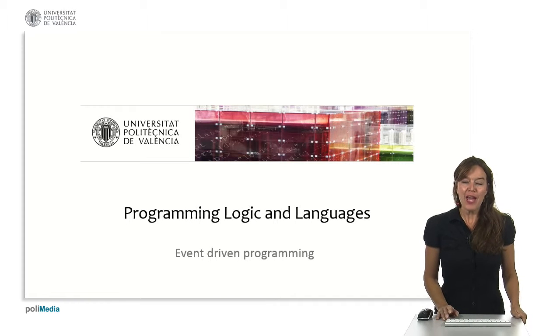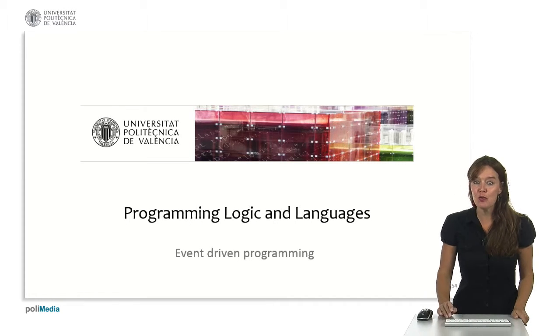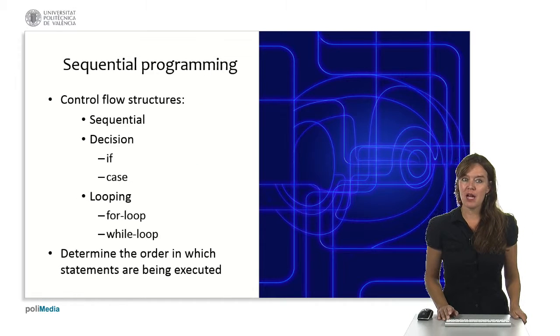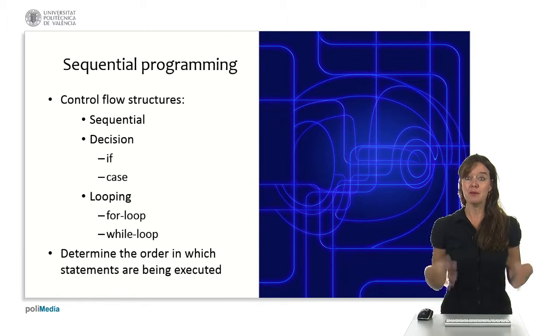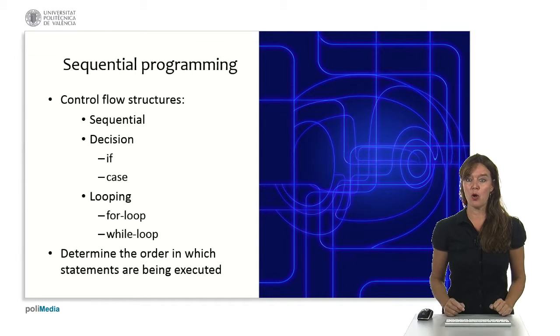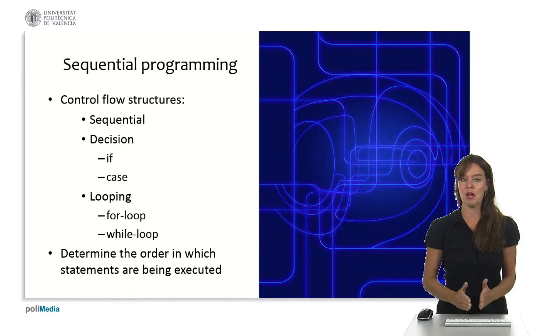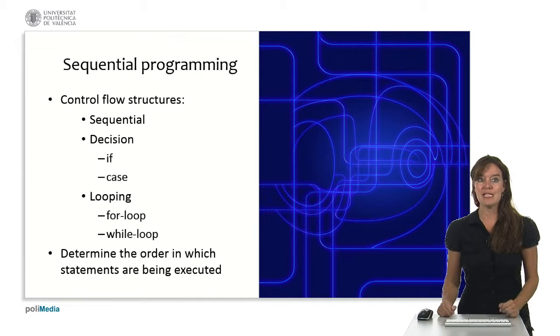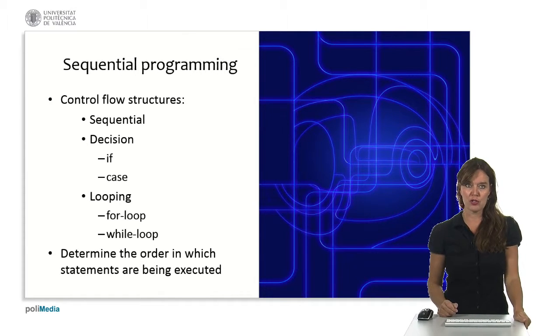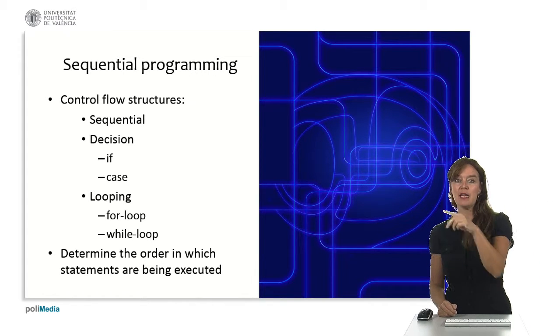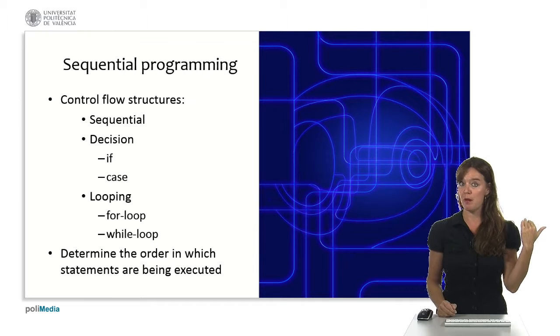So, we have been looking at control flow of our programs. And until now we have seen some control flow structures for sequential programming, which are sequential statements, so they're separated by a semicolon and mean one statement after another. We have seen decision control flow structures that say, if this expression is true, then do that, and if it's not true, do something else.